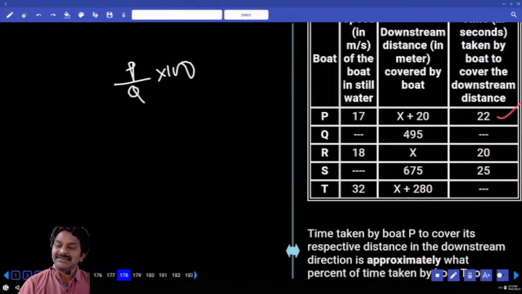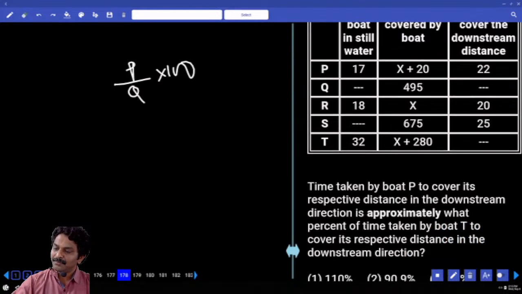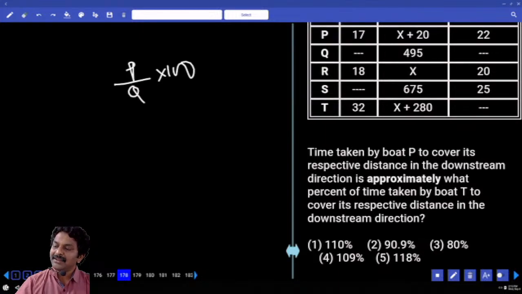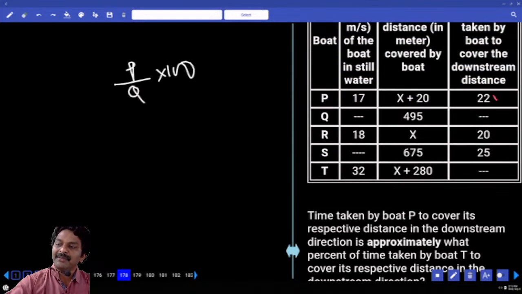For P it is 22 only. And apart from P, what is the other one we have? P and then T. Right. P value 22 is already there, but the time taken by T is what we have to calculate.